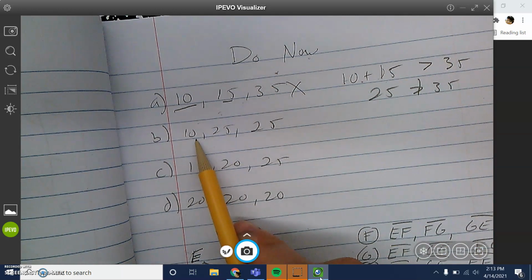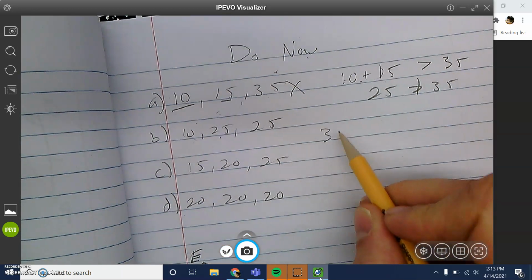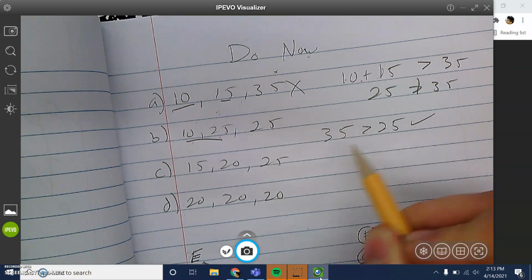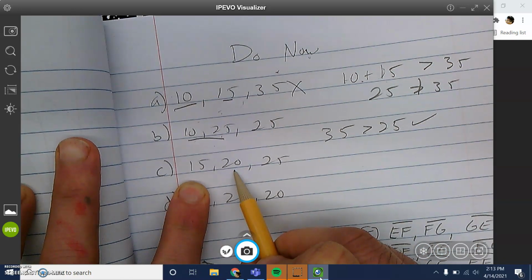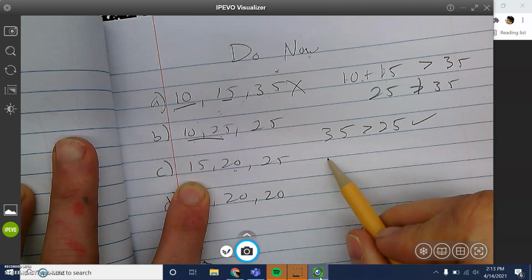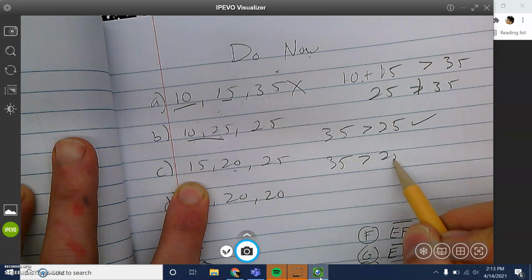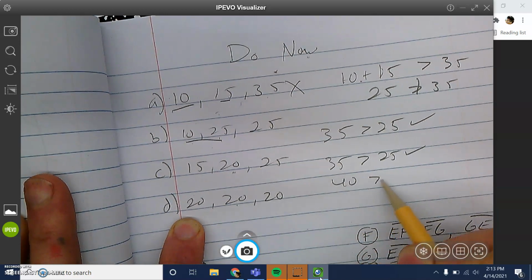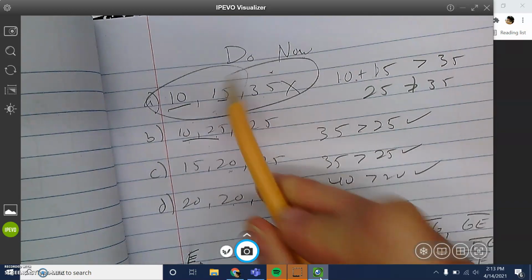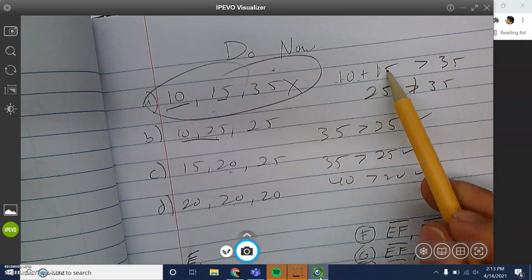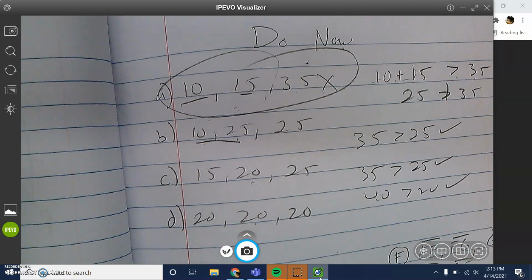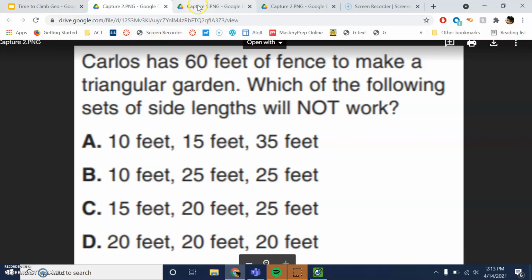So do the other ones work? 10 plus 25 is 35, and that's greater than 25. Check. 15 plus 20 is also 35, and that's greater than 25. Check. 20 plus 20 is 40, and that's greater than 20. Check. Yeah, so A is the only one that doesn't work because when you add up the two smaller sides, it is not greater than the third side. Okay, so that one was number 1.